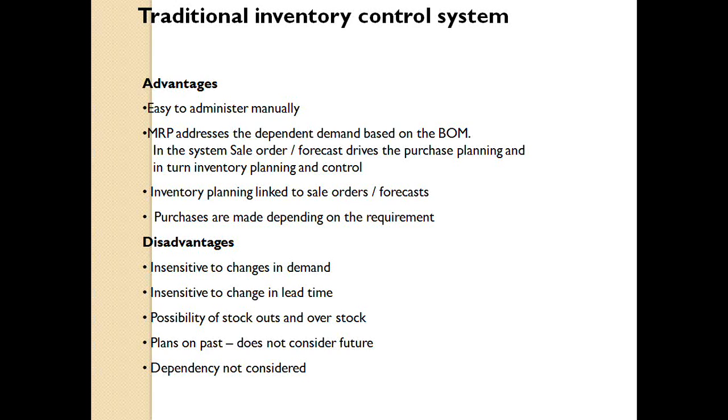The traditional inventory control had several advantages and disadvantages. It was easy to maintain. It addressed dependent demand on BOM. Inventory planning was linked to sales order and forecast only. Purchases were made depending on these requirements. The disadvantage was that it was insensitive to changes in demand. It was insensitive to changes in the lead time. Possibility of stock out and overstocking was happening. Plans on past did not consider the future, and dependencies on other material or other products was not considered.